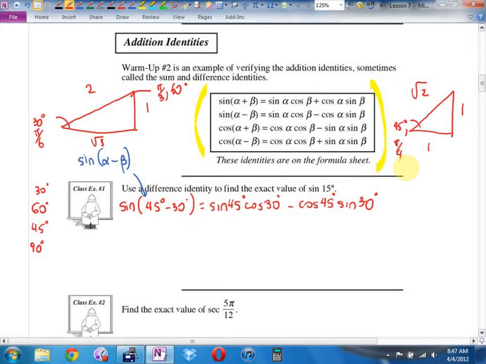By the way, my trigger phrase to know that I'm doing special triangles, exact value. Remember that little trigger phrase from last unit?